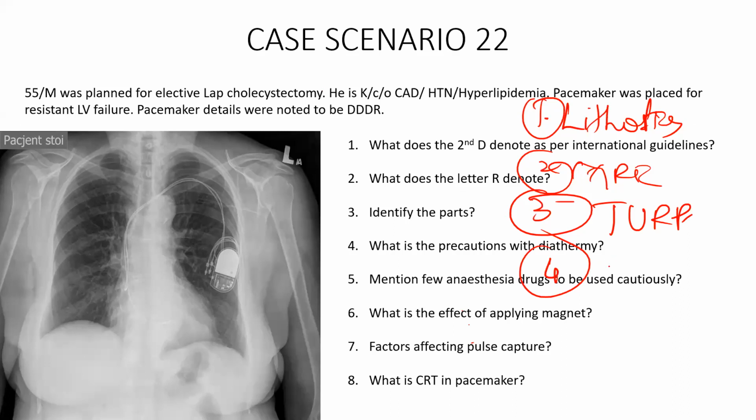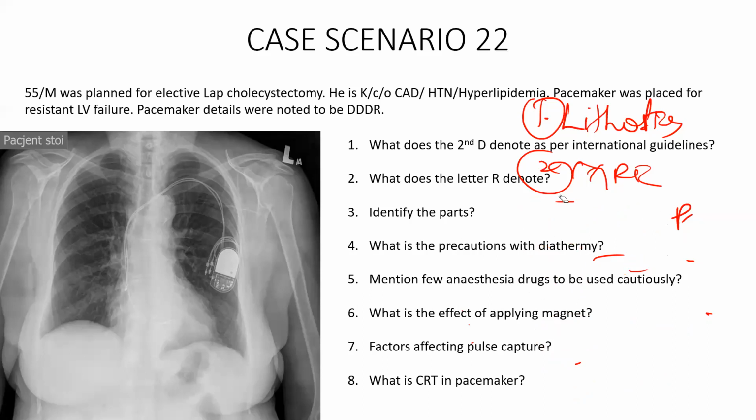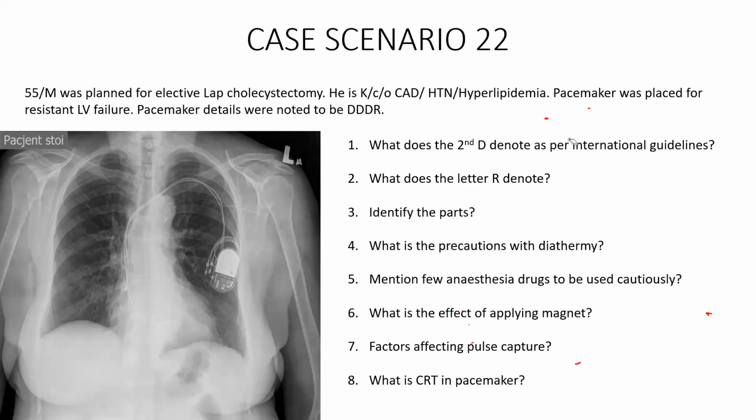When you're using TENS, transcutaneous electrical nerve stimulation for chronic pain, then when the patient is coming for electroconvulsive therapy, and lastly when you're doing nerve blocks with a nerve stimulator. So these are the occasions where you have to be very careful, as they can have electromagnetic interference with the pacemakers. Lovely. Mention a few anesthesia drugs which have to be used very cautiously.